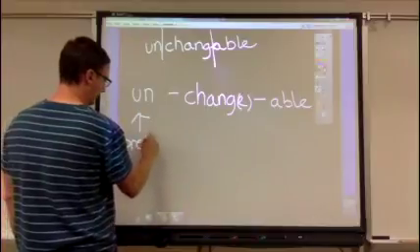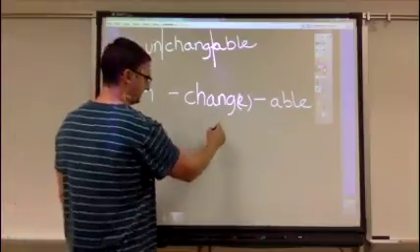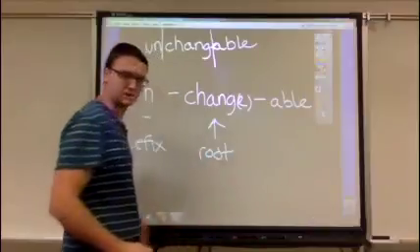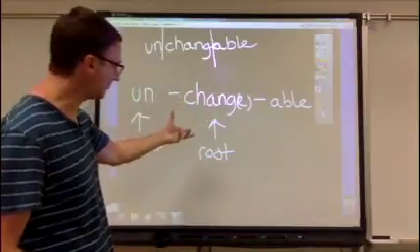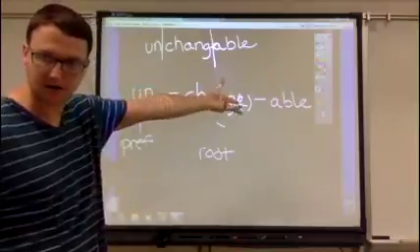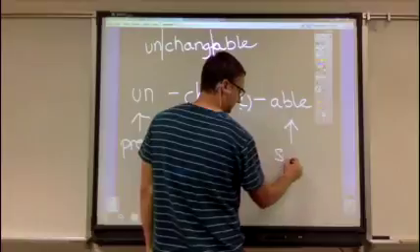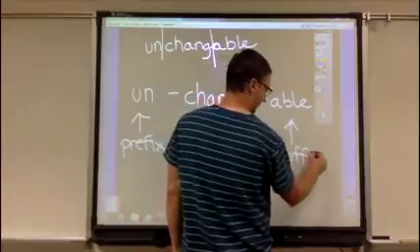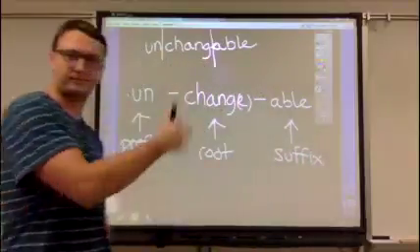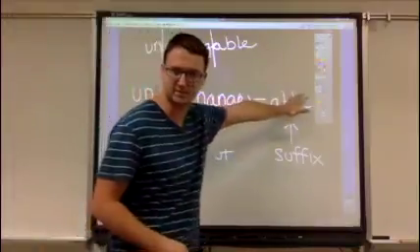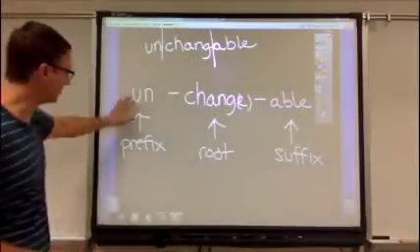And so this is our prefix. This is our base or root. Yeah, that's our root word, our base word. We're adding a prefix onto it. We're adding a suffix onto it. So this must be the suffix. So we have our prefix, our root, and our suffix. The suffix always comes at the end. The prefix always comes at the beginning.